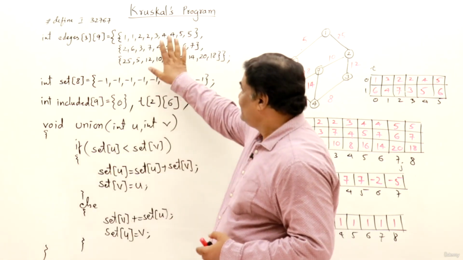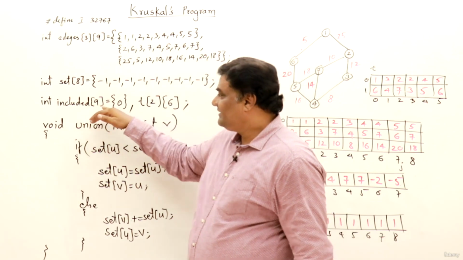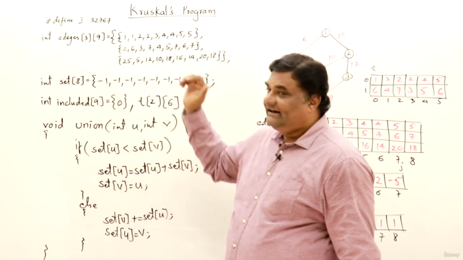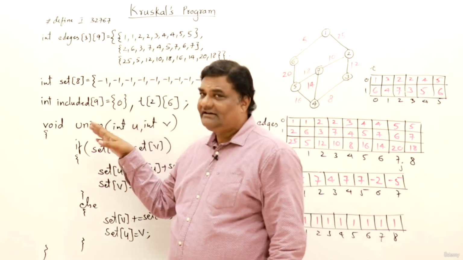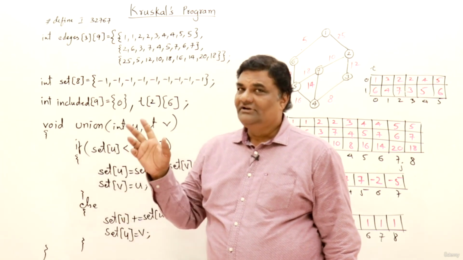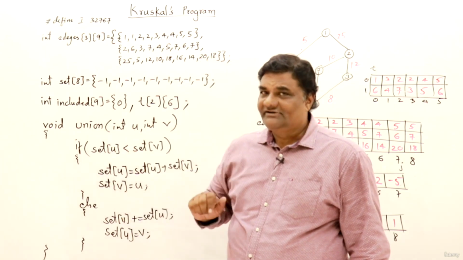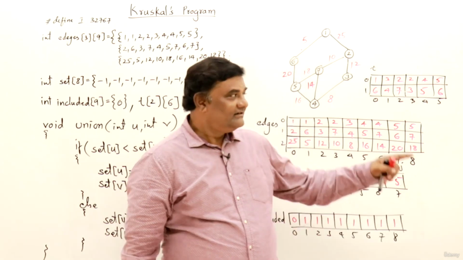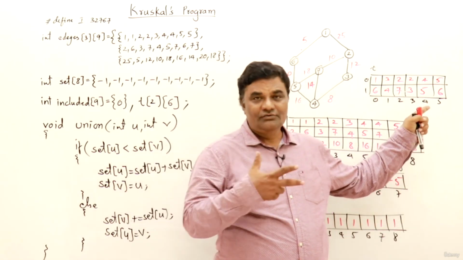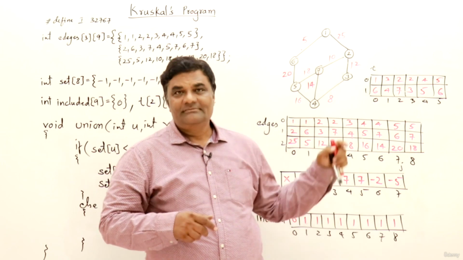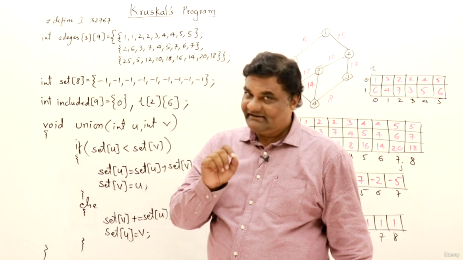So whether these edges are included or not, for that we need an array of size 9 because there are total 9 edges. And if you just write 0 here, everything will be initialized with 0. You don't have to put 0 9 times. Now next thing is a two-dimensional array with 2 rows and 6 columns for a solution that is spanning tree.